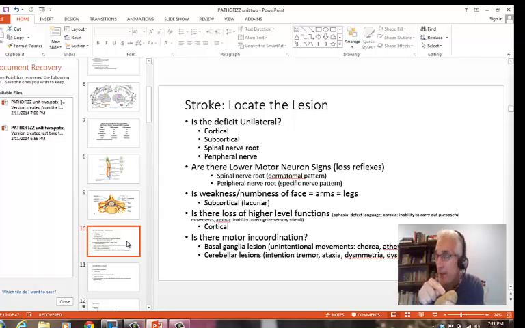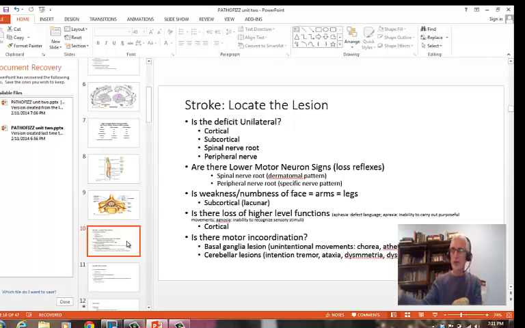Those are typically seen in diabetics or hypertensives who are not under good control. And it's called a lipohyalinosis, a meltdown of the small penetrating arteries. Subcortical. So if it's equal, look in the subcortex or the lacunar area.